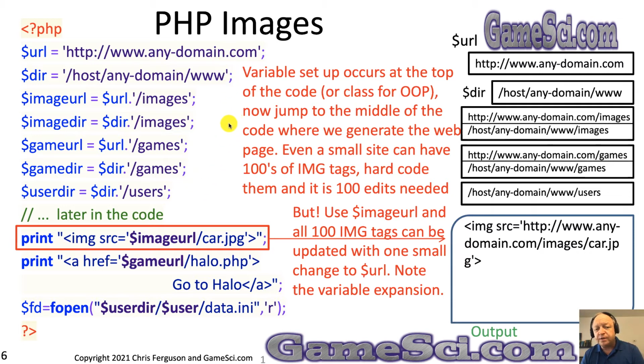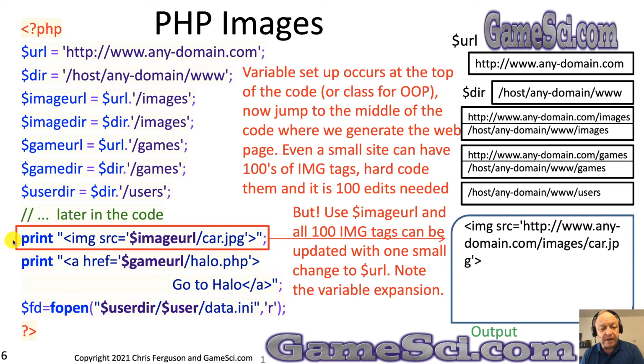Now let's jump to the middle of the code where we generate the web page. So this is later in the code. Even a small site can have hundreds of image tags. If you hard code them, it's 100 edits needed to change your host. But use $image_URL and all 100 image tags can be updated with one small change to $URL.